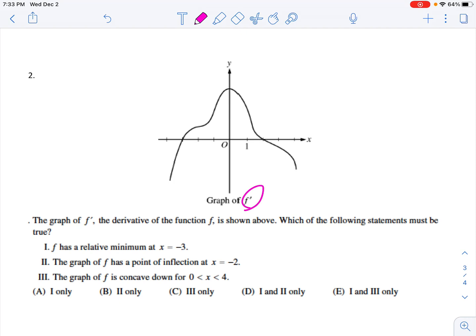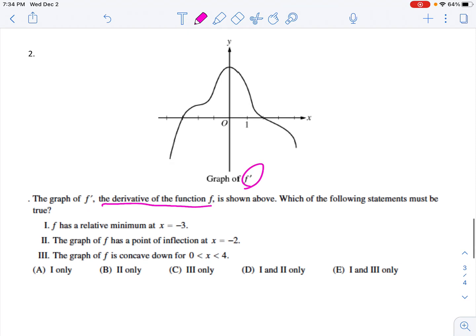Now we're switching gears. Graph of f prime. So this is the derivative of a function f. Again, we don't know what f is, but this is its derivative. It's asking us which of the following statements must be true. So let's sort through these and see if any make sense. Number 1, f has a relative minimum at -3.